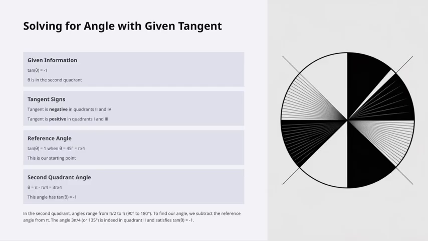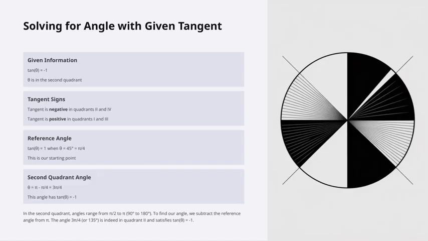Let's walk through solving for the angle when the tangent value is given. So, we start with the given information. Tan of theta equals -1, and we know that theta is in the second quadrant. Now, it's important to remember the signs of tangent in different quadrants. Tangent is negative in quadrants II and IV, and positive in quadrants I and III. Since our tangent is negative, our angle must be in either quadrant II or IV. Next, we look at the reference angle. When tan of theta equals 1, that corresponds to an angle of 45 degrees, or pi over 4 radians. This is our key starting point because the tangent of 45 degrees is 1.